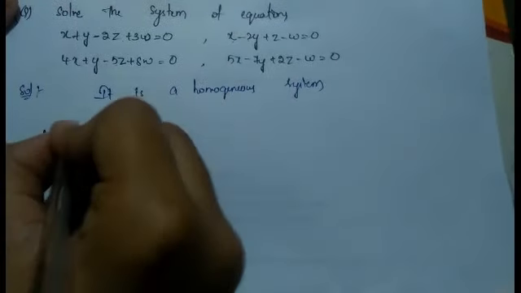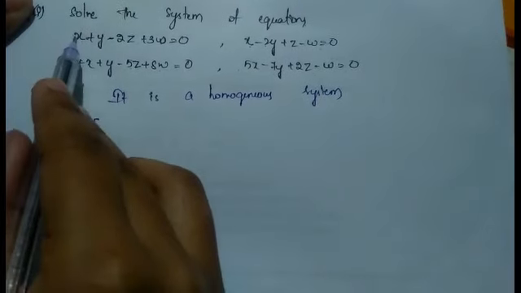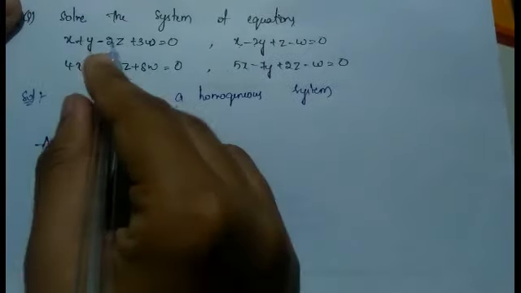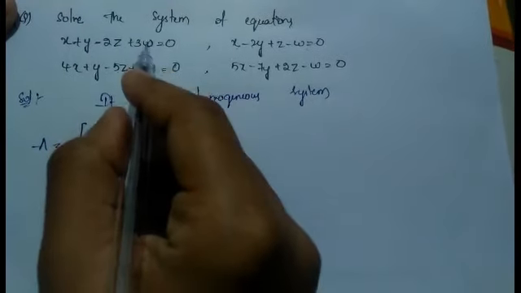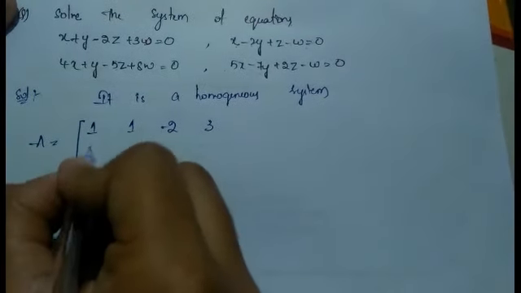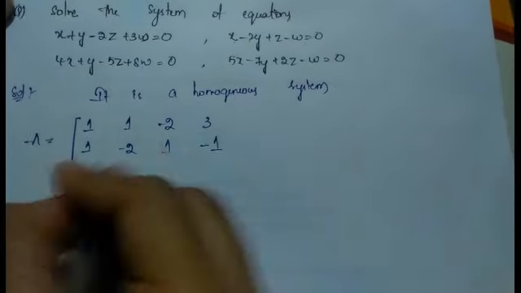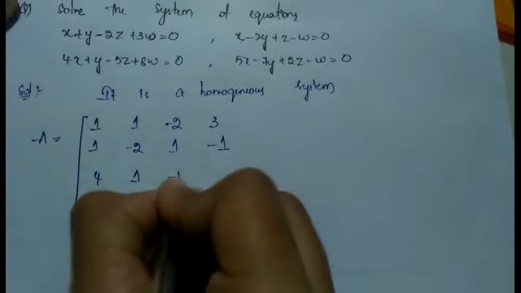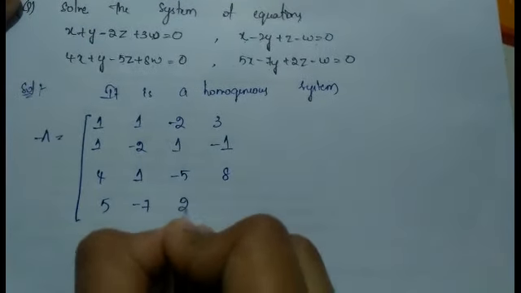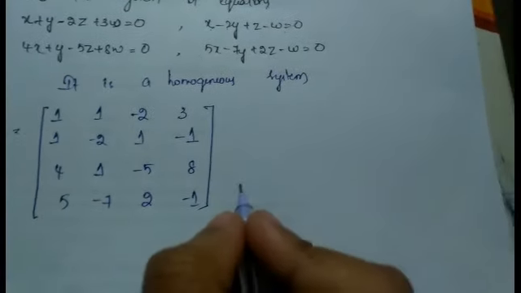First write the matrix A. Here write the coefficient of x as 1, coefficient of y as 1, coefficient of z as minus 2 and coefficient of w as 3. Similarly write the other rows: 1, minus 2, 1, minus 1; 4, 1, minus 5, 8; and 5, minus 7, 2, minus 1. This is matrix A, the coefficient matrix.